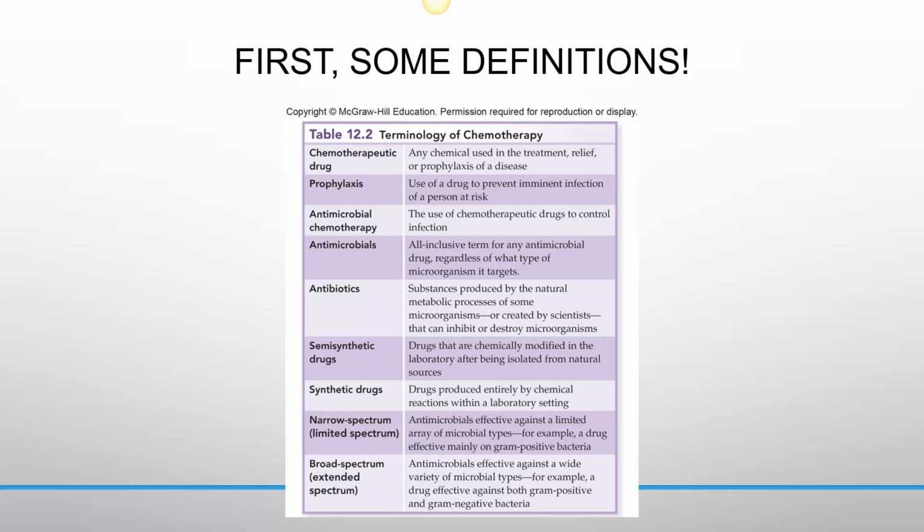Antimicrobial chemotherapy, so that's the use of drugs to control infection. Antimicrobials are any type of drug that's used to target microorganisms. Antibiotics are substances produced by the natural metabolic processes of some microorganisms or created by scientists that can inhibit or destroy microorganisms.